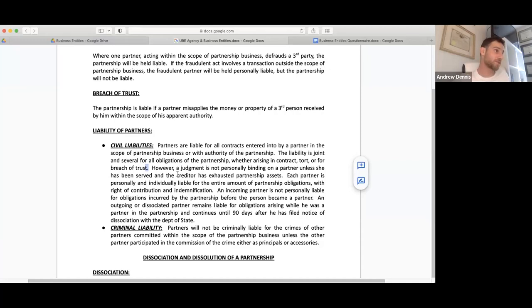So to answer that question, what I said was related to limited partners only. They're only liable to their share. Right. And what I said was not necessarily true. You can be liable for torts, including intentional torts, as long as you're within the scope of the business and they're obligations of the partnership.